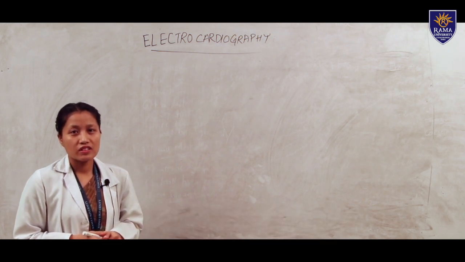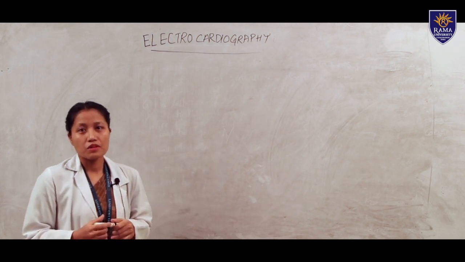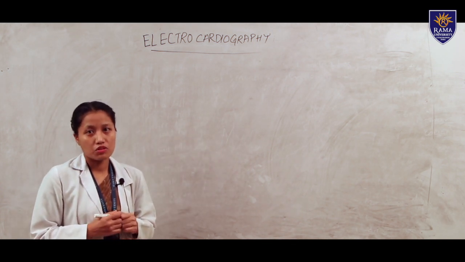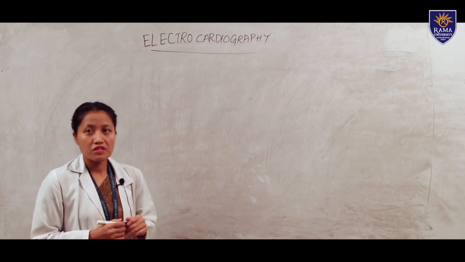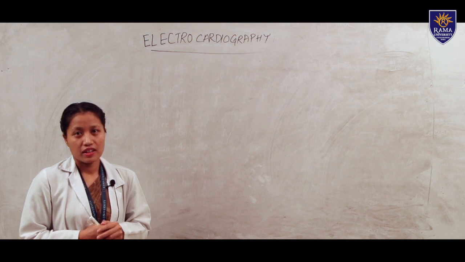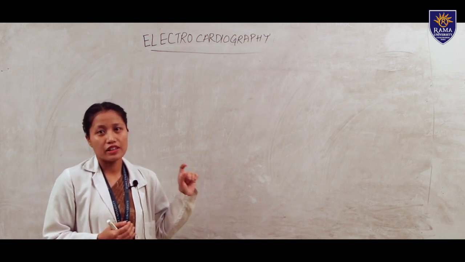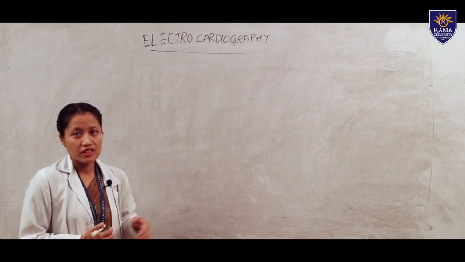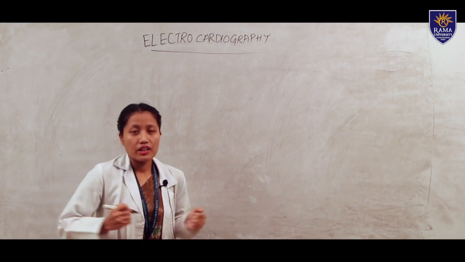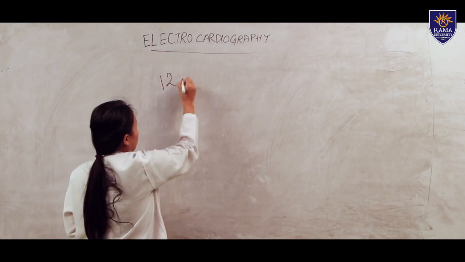Today we will discuss ECG, that is electrocardiography. We will discuss the basic concepts of electrocardiography today. Electrocardiography means the electrical activity of the heart is graphically presented. That means the electrical activity in the heart is shown in a graphical method, which is known as ECG. We already know that ECG is mostly known as the 12 lead ECG.